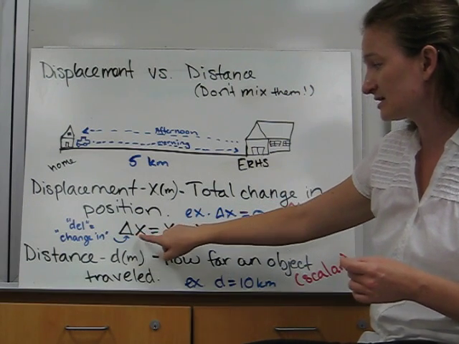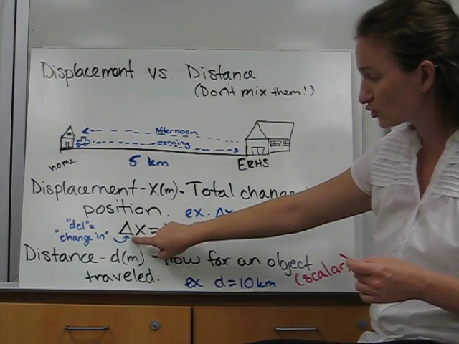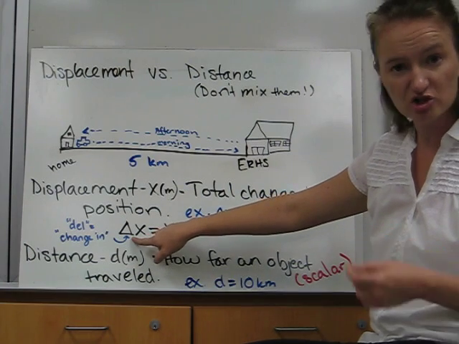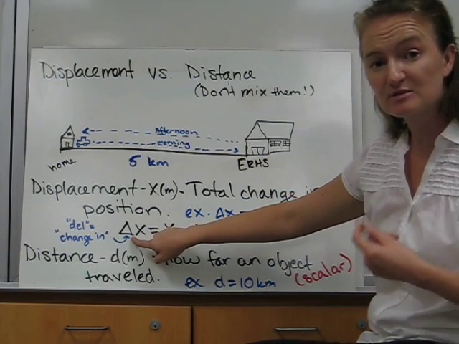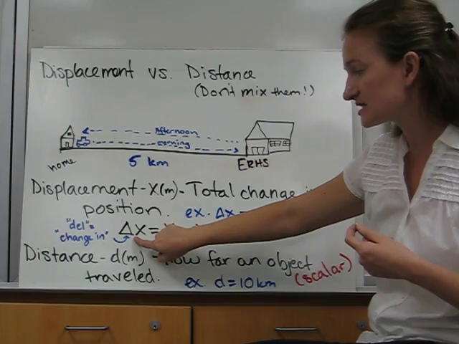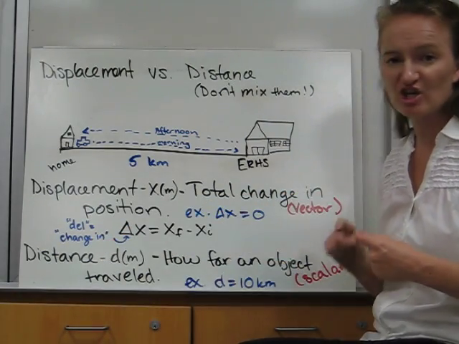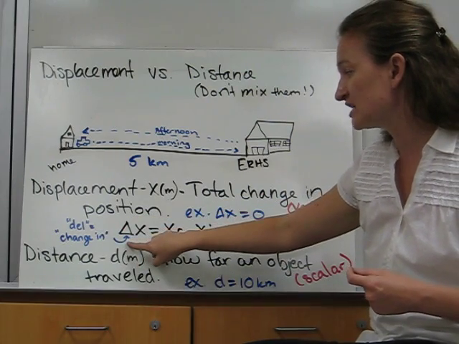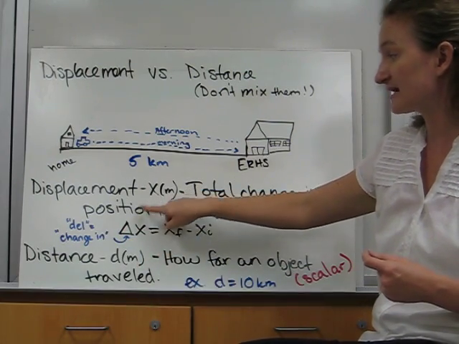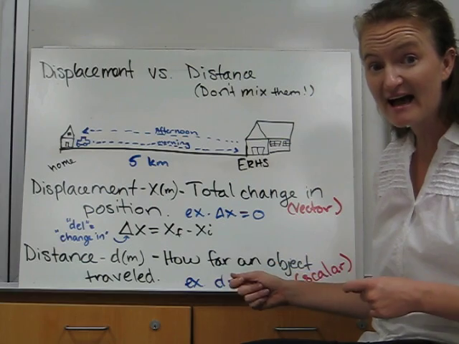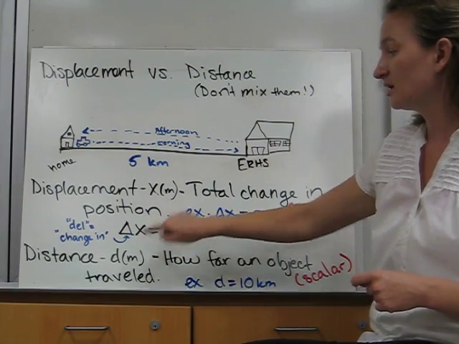We write delta x. This is the Greek letter delta. Yes, it's just a triangle, but it has a specific meaning. Whenever you see this symbol, in your head you should think the words "change in." So this is change in position because x is position. It's not the change in x, it's the change in position.